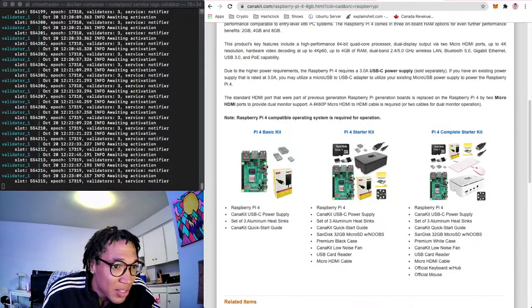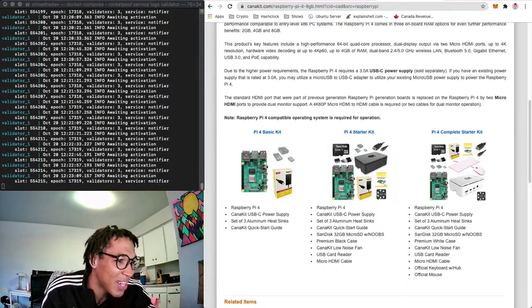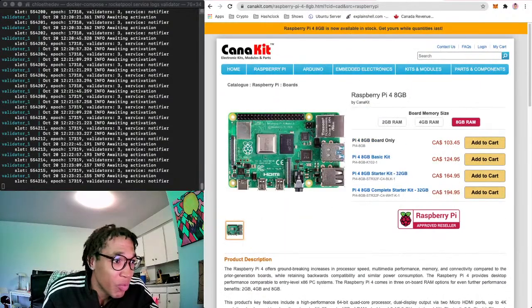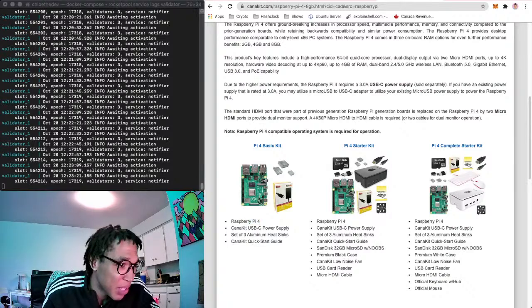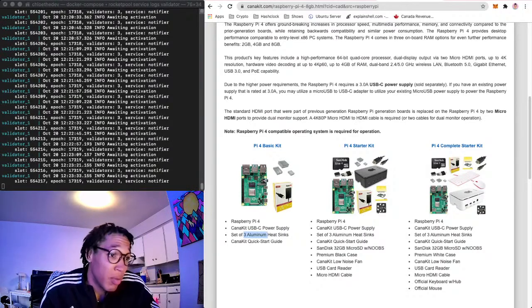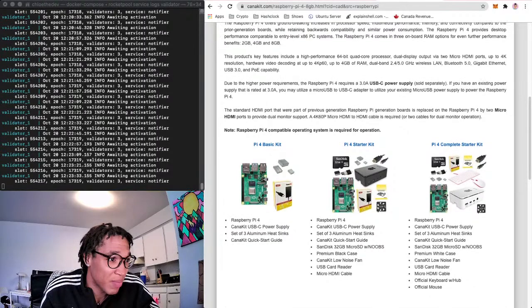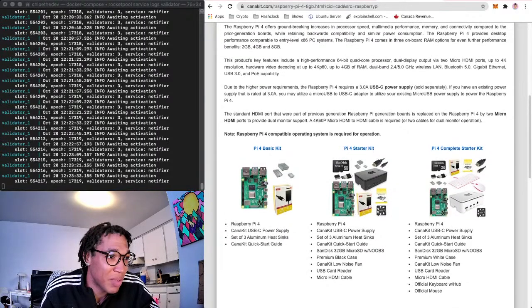Let's see. And we don't need all that. That sounds like a printer, keyboard, mouse. We don't need all that. So the basic kit, which you might need, comes with a power supply, might be helpful. 3 aluminum heat sinks might be good, so things not overheating, and a quick start guide. I don't know. Sure. Actually, might not even be.